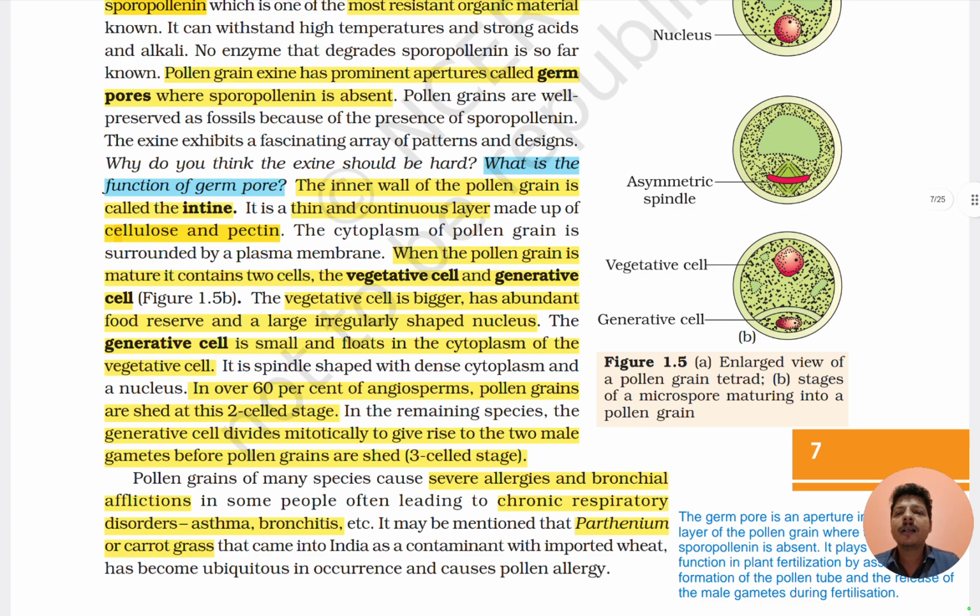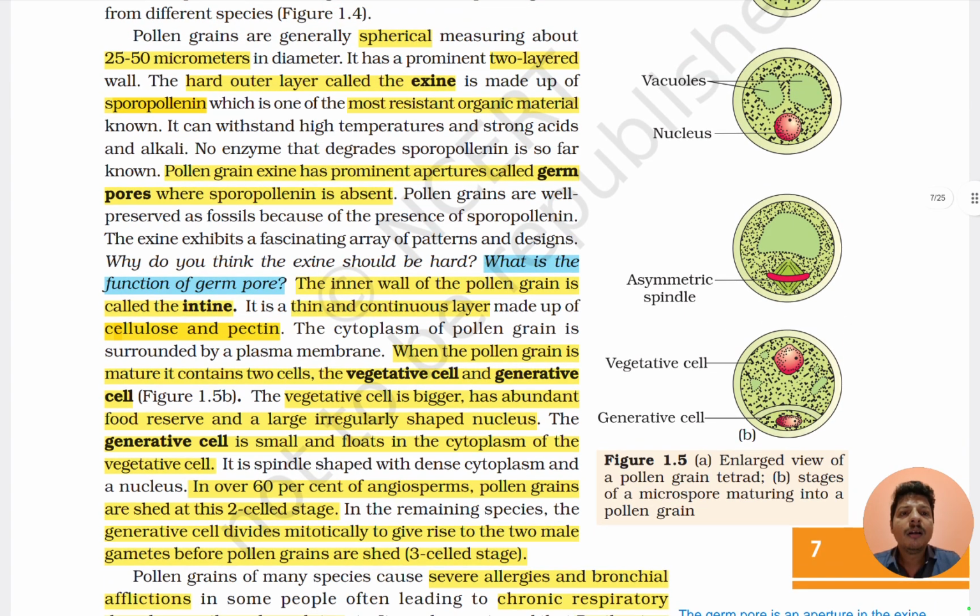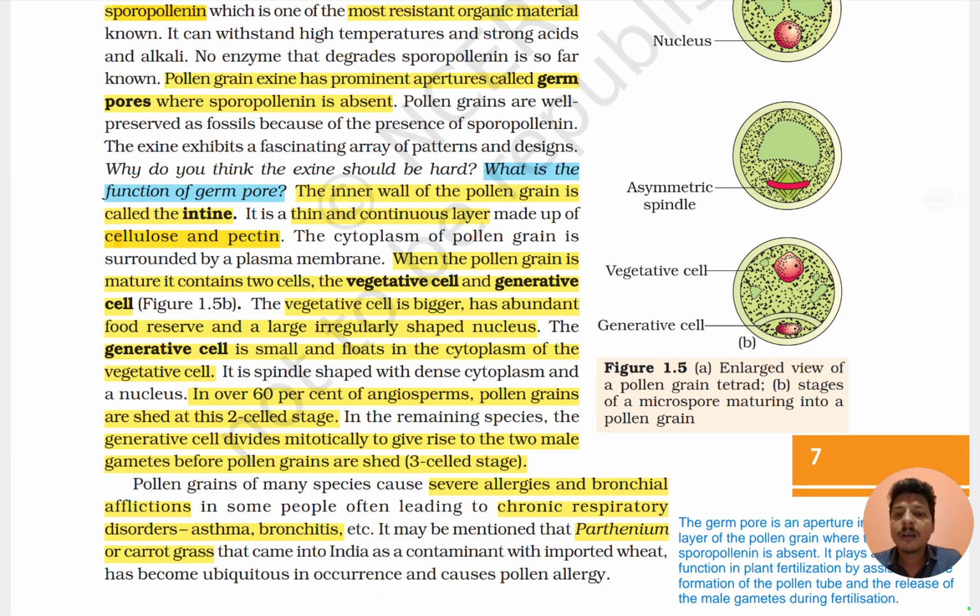Now coming to the topic, the inner wall of the pollen grain is called intine. It is a thin and continuous layer made up of cellulose and pectin. And the cytoplasm of the pollen grain is surrounded by a plasma membrane. When the pollen grain is mature, it contains two cells. One is a vegetative cell, the other is a generative cell. You can see in this diagram, there are two cells, vegetative cell and generative cell.